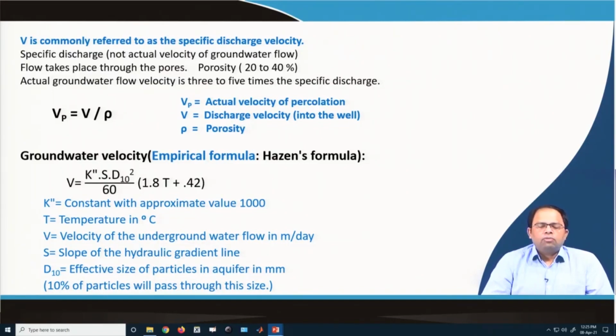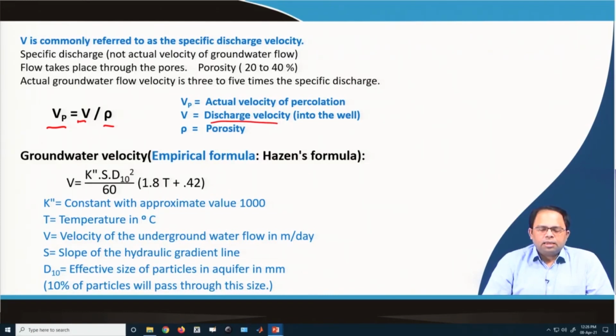So, the actual groundwater flow velocity is basically 3 to 5 times the specific discharge velocity. The actual groundwater flow velocity, that is Vp, is given by the discharge velocity divided by the porosity of that particular soil. So, rho is porosity and V is the discharge velocity into the well. This is basically when water comes out of an opening inside the well. So, that is the discharge velocity, and Vp is the actual flow velocity within the soil.